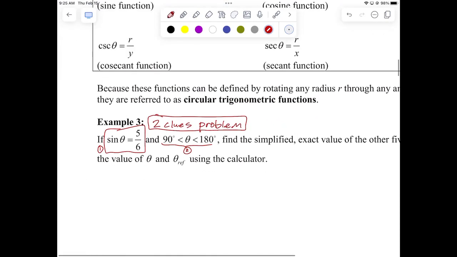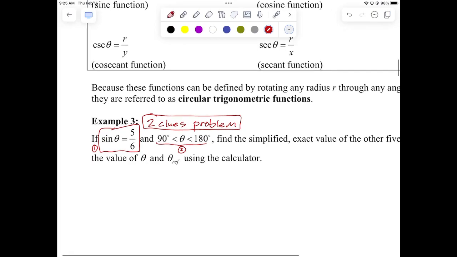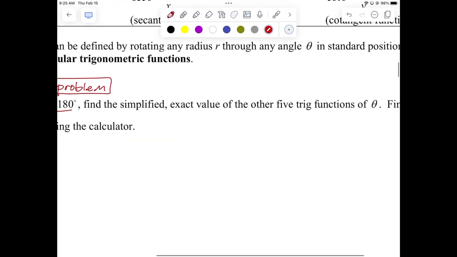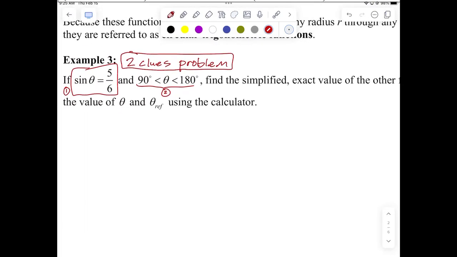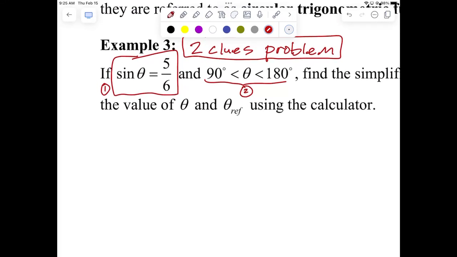From those 2 clues and those 2 clues alone, here's what we're going to be able to do. We're going to be able to find the simplified exact value of the other 5 trig functions of theta, and then using a calculator, we're going to be able to find theta and theta ref. Got it? All right, here's how we do these problems. Step 1, draw a picture.